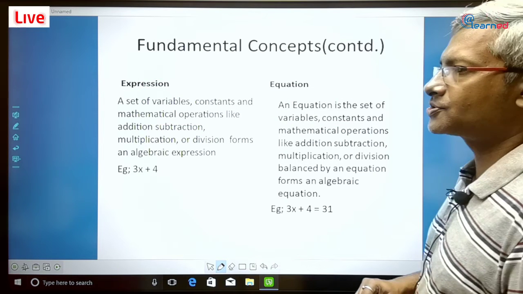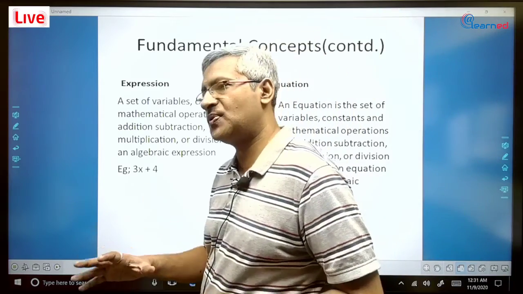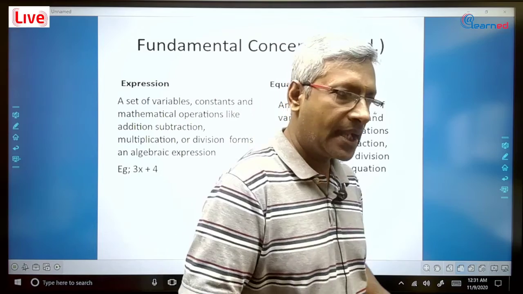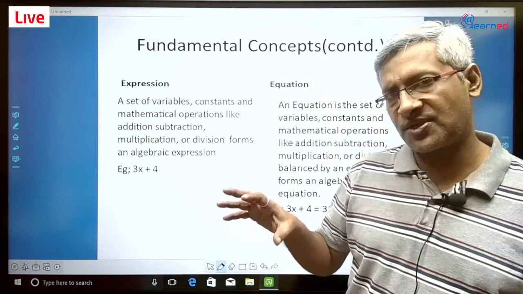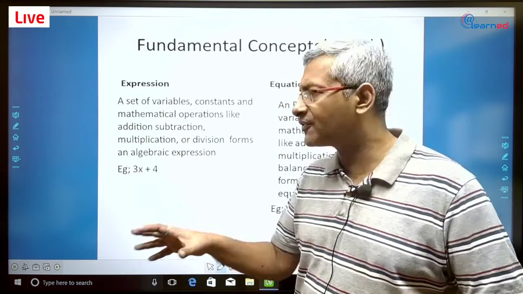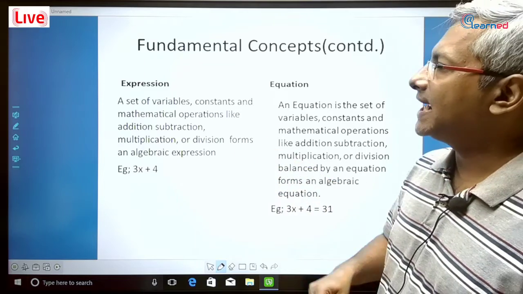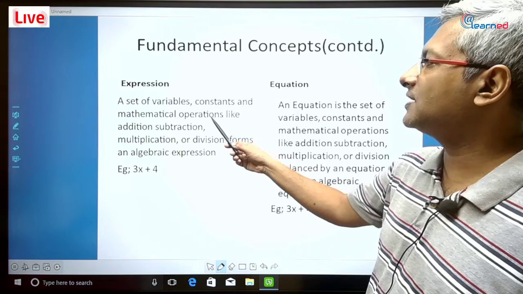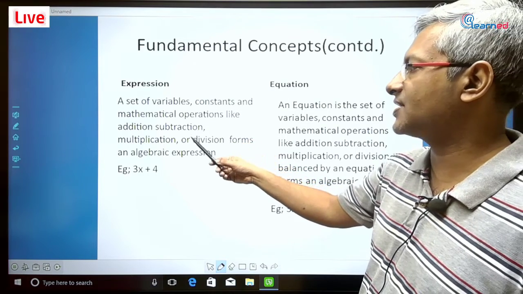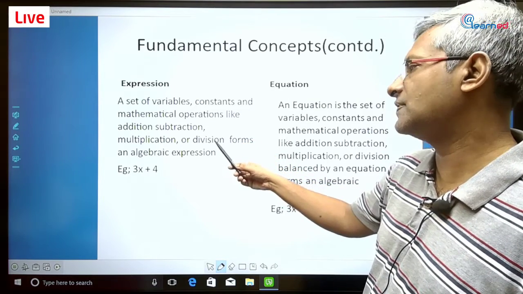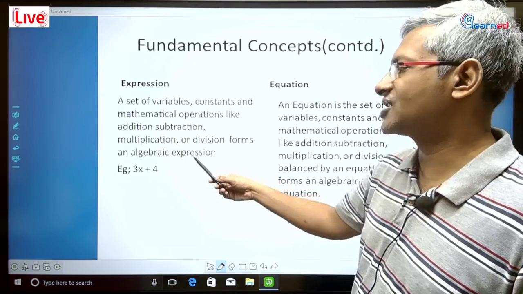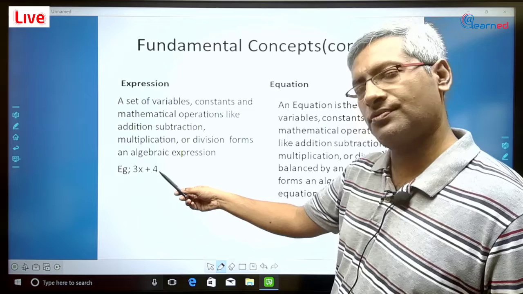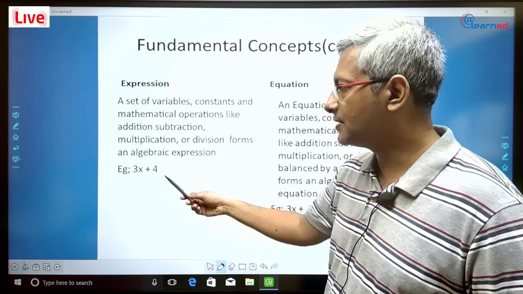Now we come to the difference between an expression and an equation. We saw some equations earlier, and we did see some expressions also. But what is the difference between these two? An expression is a set of variables, constants and mathematical operations like addition, subtraction, multiplication, which forms an algebraic expression. So 3x plus 4, this is an expression.